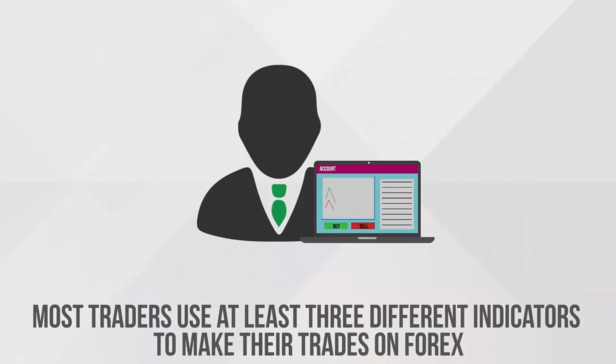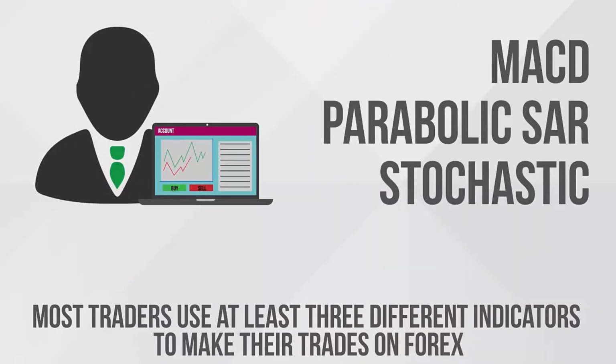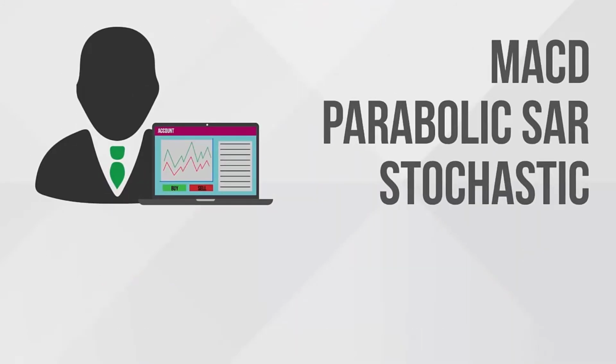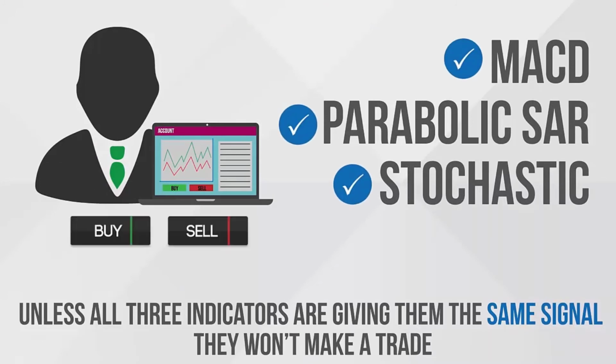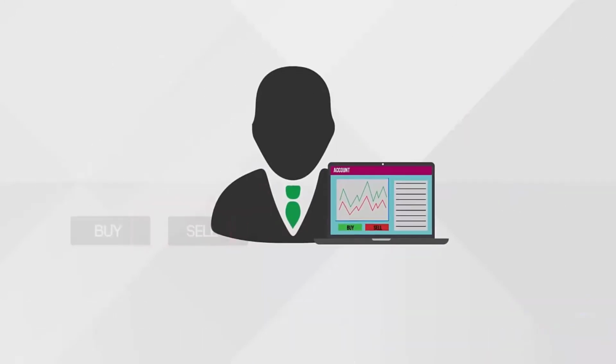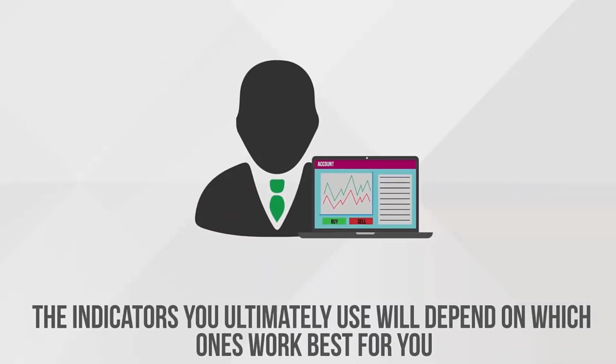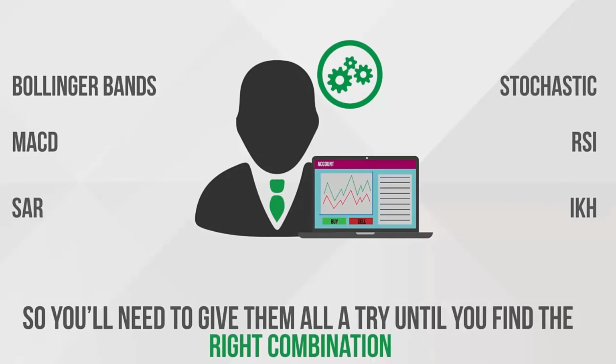Most traders use at least 3 different indicators to make their trades on Forex. Unless and until all 3 indicators are giving them the same signal, they won't make a trade. The indicators you ultimately use will depend on which ones work best for you, so you'll need to give them all a try until you find the right combination.